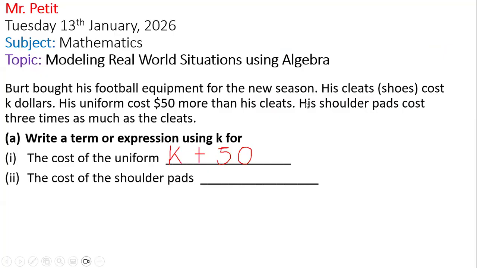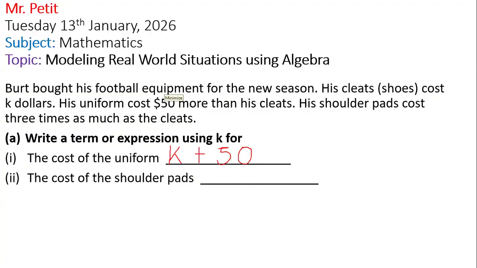It's 3 times as much as the cleats. What is the cost? 150. Anyone else? We have to write this down. Yes, you have to write this down. We are writing this down, by the way. So we want the cost of the shoulder pads, right? 3K. Who said 3K? I did. Why did y'all say 3K? Because 3K means 3 times K.